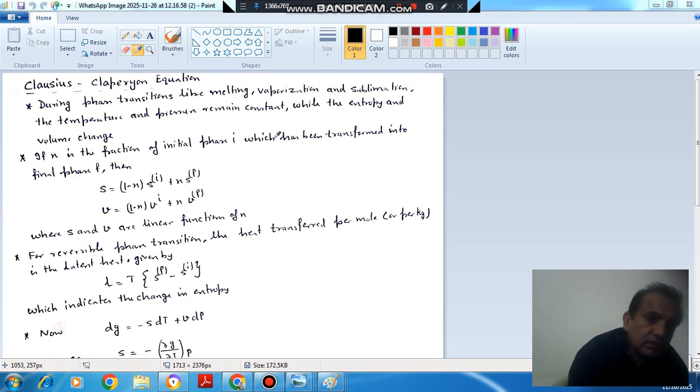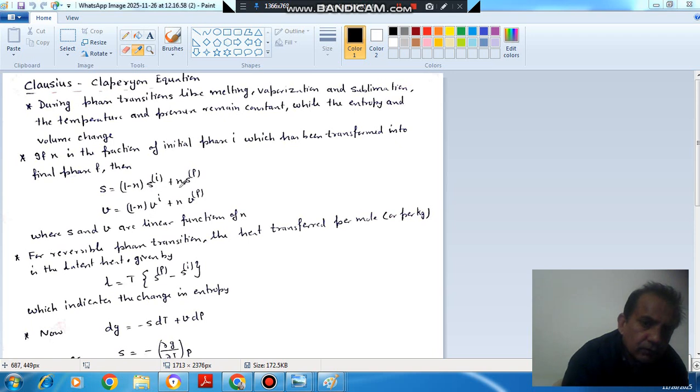Next topic in the chapter of thermodynamic relations is the Clausius-Clapeyron equation. This equation is related to phase change like melting, evaporation and sublimation. We know that during this phase transition, the temperature and pressure remain constant while entropy and volume change. Suppose we have an initial phase represented by i and a final phase represented by f, and the transition is taking place, and x fraction of the initial phase has been transformed into the final phase.